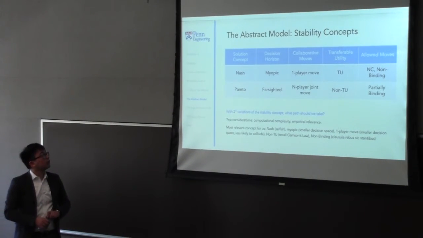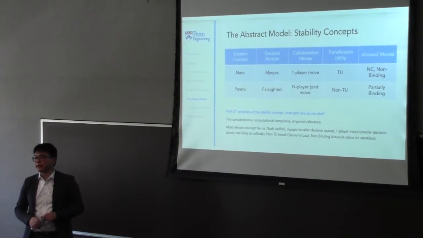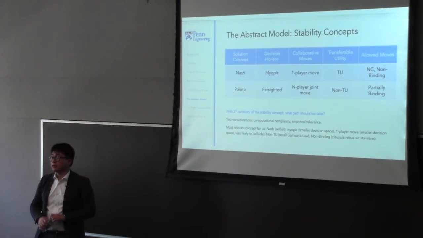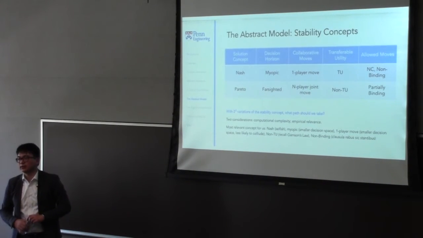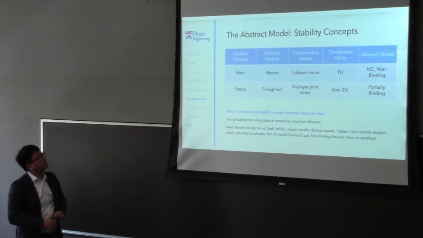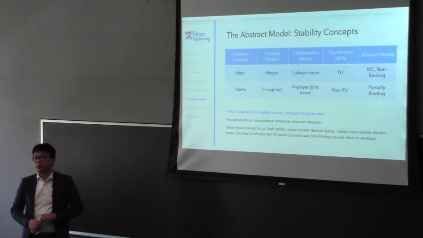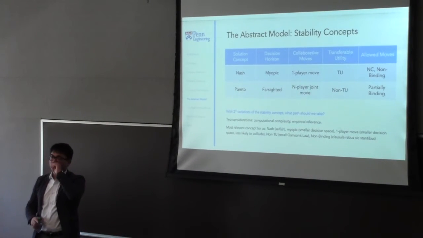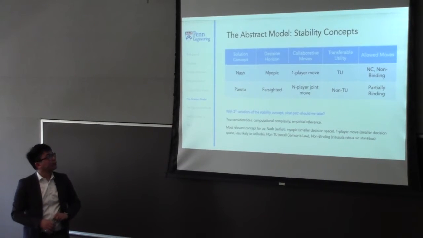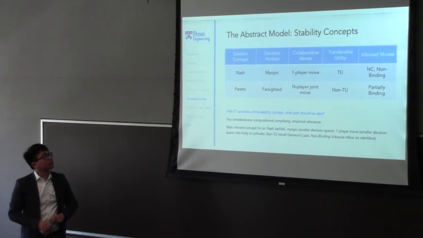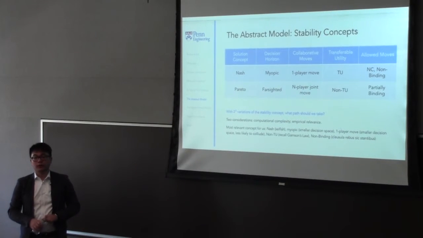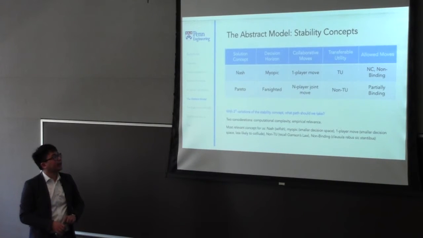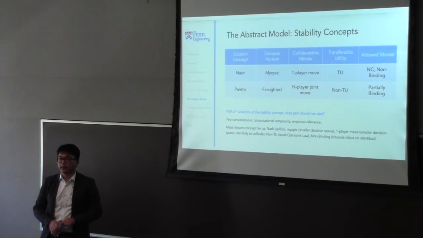Then the decision horizon can either be myopic or far-sighted. So you could be only thinking about the immediate outcome, or the next immediate outcome, or further. There are even ones that take the discounted value into consideration. And there are also the collaborative moves. We talk about one-player difference, which means one player needs to move from one state to another, but there could also be colluding, and you can have an n-player joint move. And there's the transferable utility part. You can have a TU game, or a non-TU game. And there are also allowed moves. It could be a non-cooperative, non-binding game, or the outcomes of each tick could be partially binding.